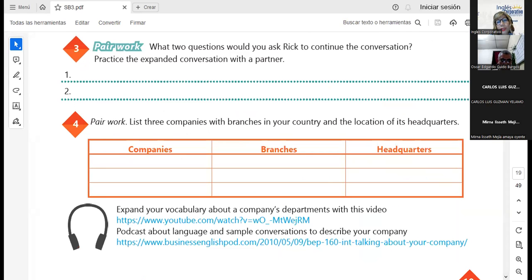Okay, two exercises. We are going to do the same as yesterday. If you finish, you can leave the class. Exercise 4, page number 19. Page number 19, exercise 4.